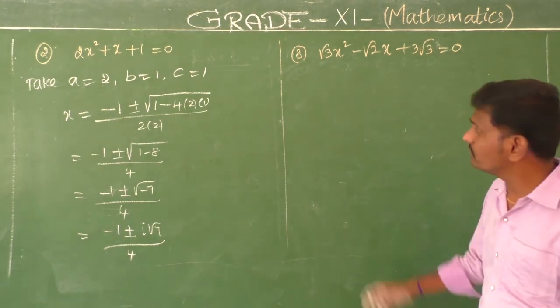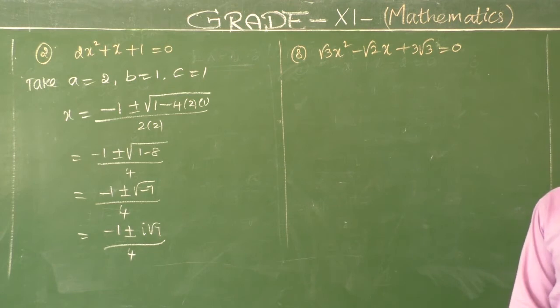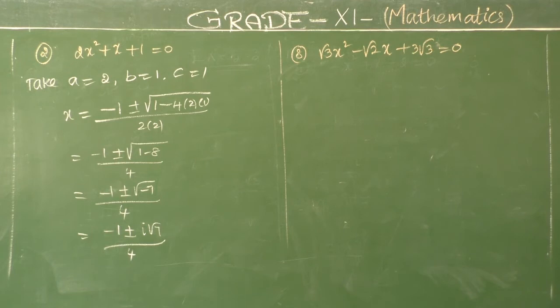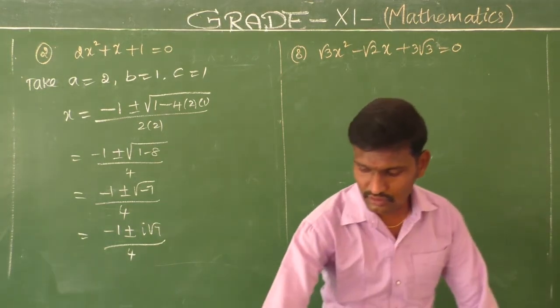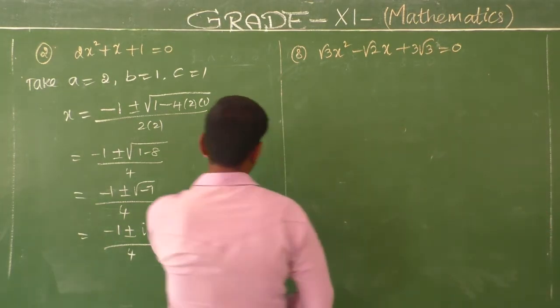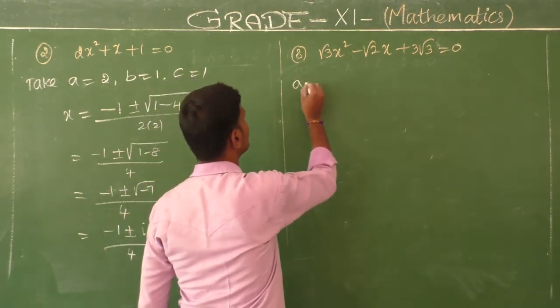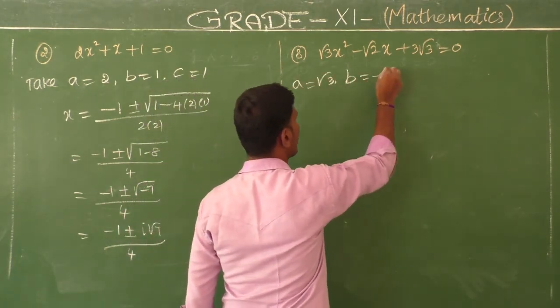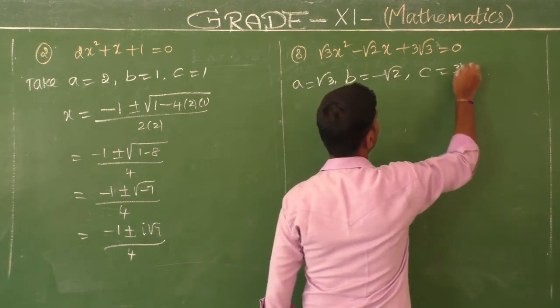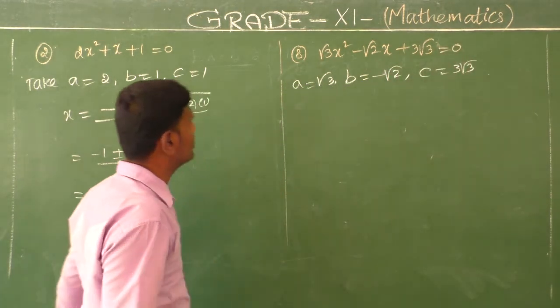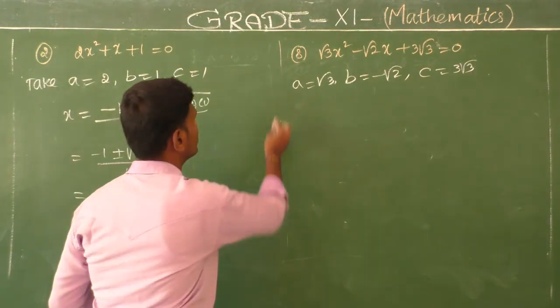And the next question, question number 8. Look at the question: root 3x square minus root 2x plus 3 root 3, which is equal to 0. Now taking the values, a is root 3, b equal to minus root 2 and c equal to 3 root 3. C equal to what? 3 root 3. Yes, students?